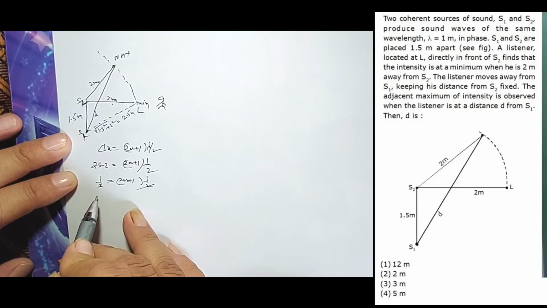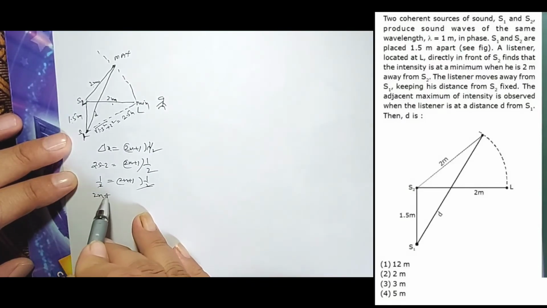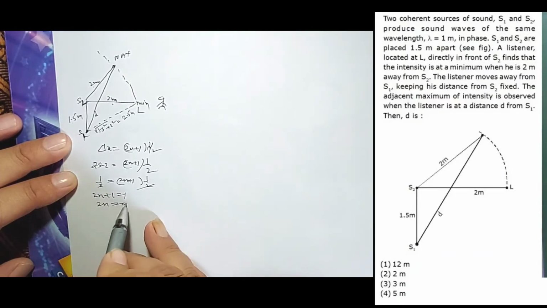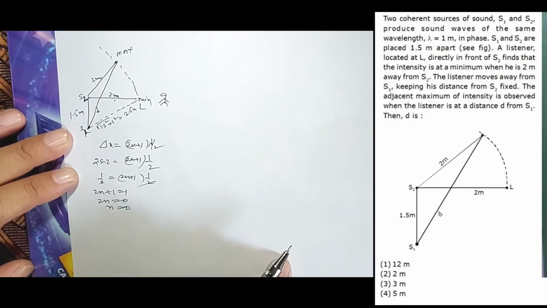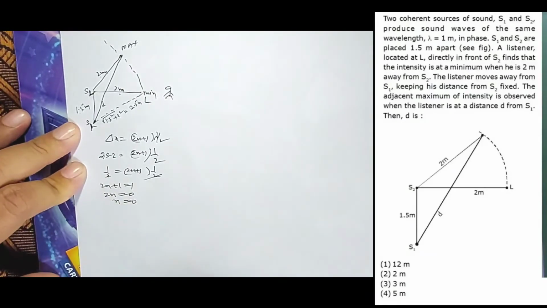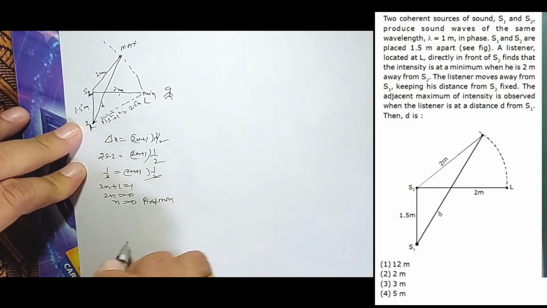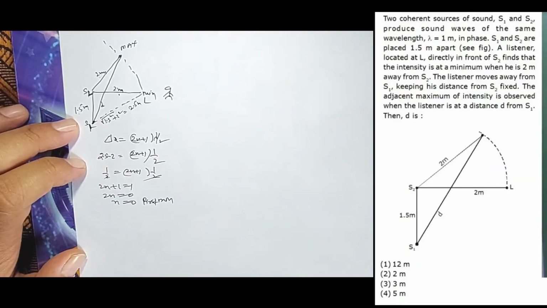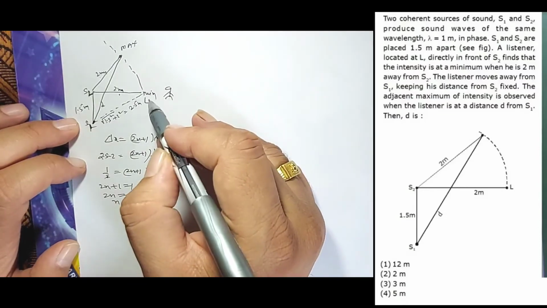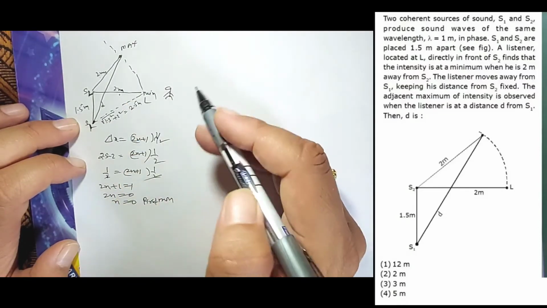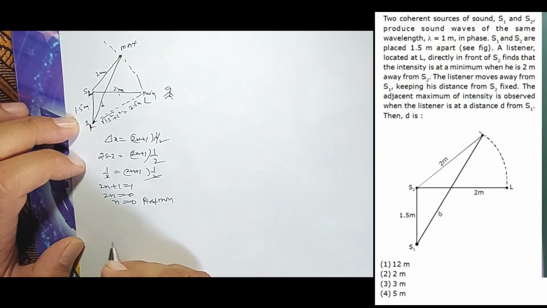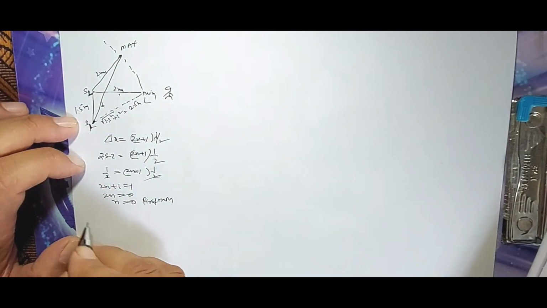So, here 2n plus 1 is equal to 1, 2n is equal to 0, n is equal to 0. That means he listens to the first minimum. This is the first minimum, n is equal to 0. After the first minimum, he listens to the first maximum. So, when he reaches this position, the path difference of the waves, delta x, is equal to n lambda, the condition for maximum.